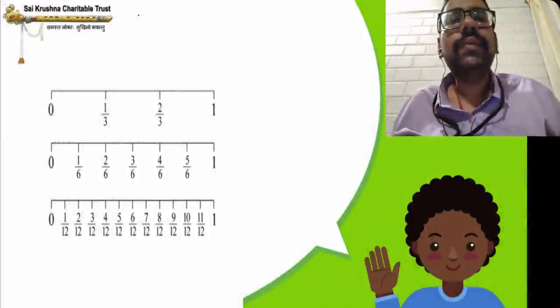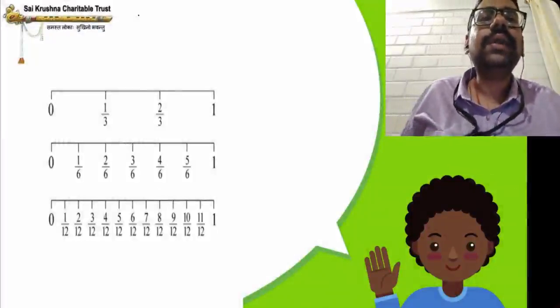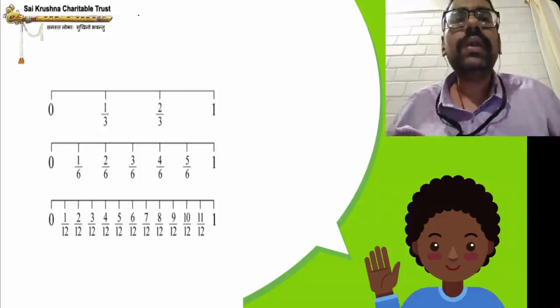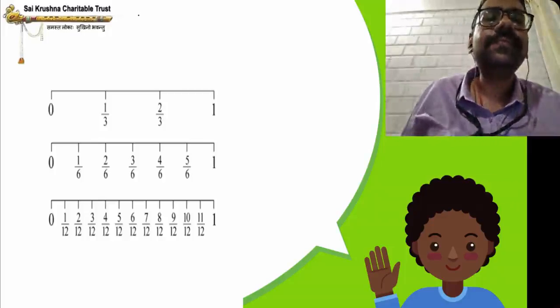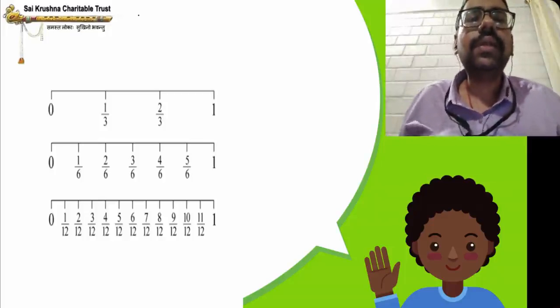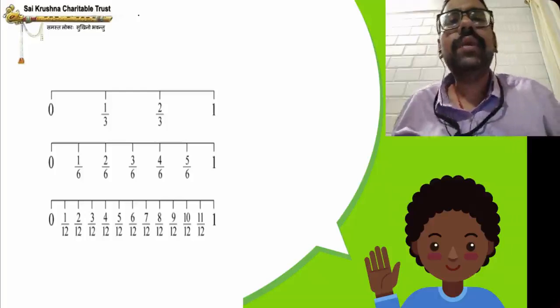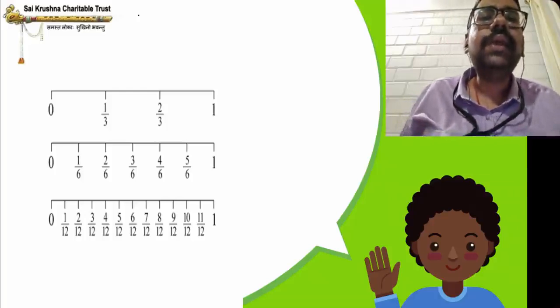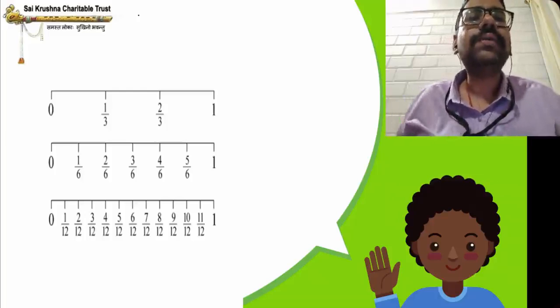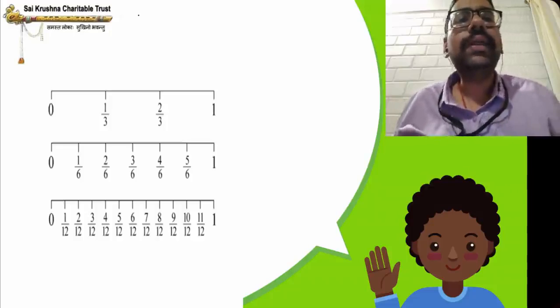Then one more example. Suppose, as the first example, you want to plot 2 by 3. We'll start with 0 by 3. After 0, 1 will come. So 1 by 3. After 1, 2, 2 by 3. Next, you want to plot 5 by 6. We'll start with 0 by 6. 0 by 6 and 0 are the same. Don't get confused. 0 divided by any number is 0. Why am I taking 0 by 6 here? Because you are plotting 5 by 6. 6 is the denominator, and that same denominator you put under 0.